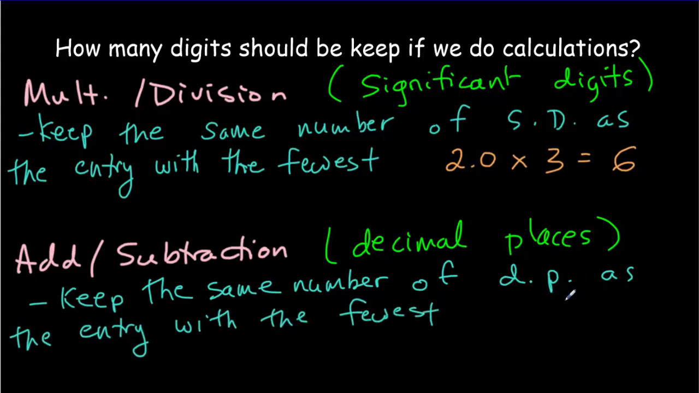So if I were to take 201 and add that to 1.03, then 201 has 0 decimal places. This has 2 decimal places. Therefore, I want to keep 0 decimal places in my answer. And my final answer would be 202 and not 202.03.